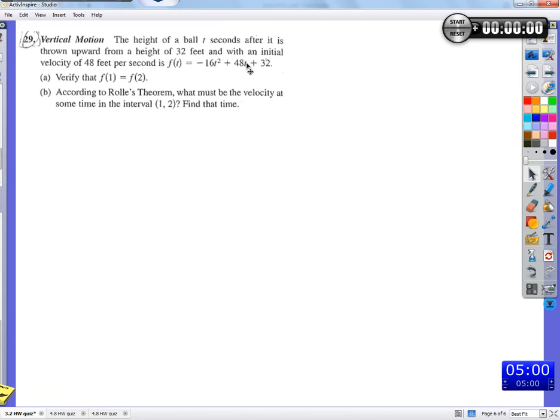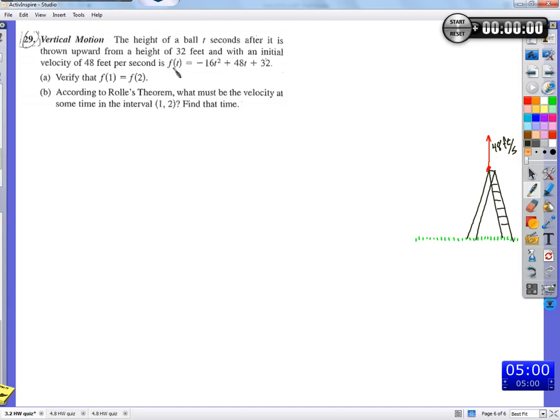There's 29. Now we don't have to look up and down. We can just look at the board. The height of the ball, t seconds after it is thrown upward. So there's a ball, and it's thrown straight up, starting at a height of 32. So here is the ground, which I always envisioned to be grass. The ground is always grass for some reason. That's just my brain. And this person is standing on a 32-foot ladder, which is not safe. It's thrown from about 32 feet with an initial velocity of 48 feet per second, so it's going up at 48 feet per second.